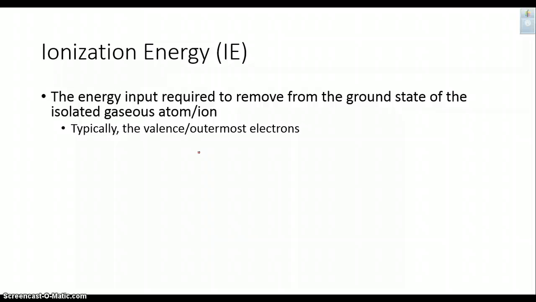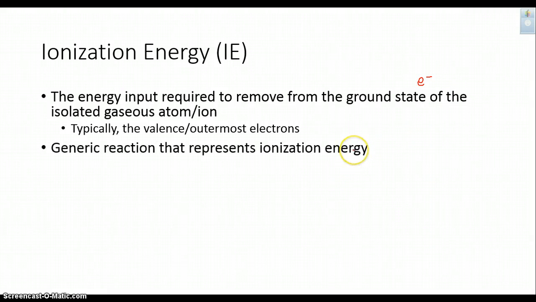Ionization energy, next trend here. Ionization energy has a fairly complex definition, but it's not one that you necessarily have to spend a lot of time memorizing. Essentially, again, it's the energy input required to remove the ground state electron, I think I left that word out, ground state electron, of your isolated gaseous atom or ion. So removing electrons here. And typically it's going to be your valence or outermost electrons.